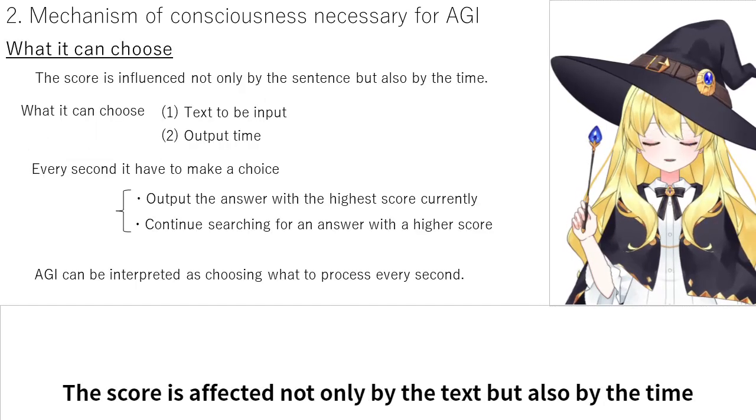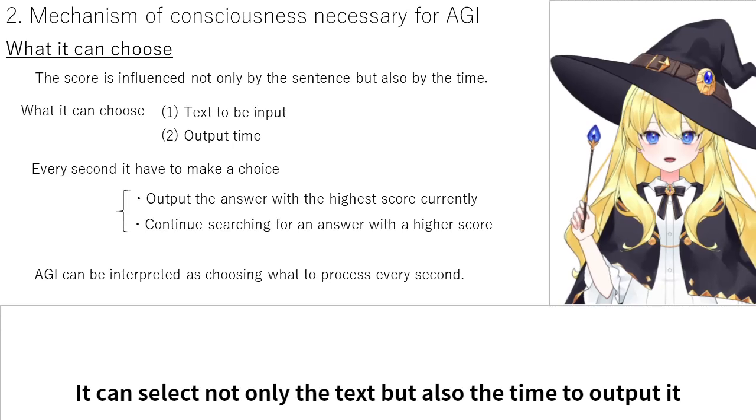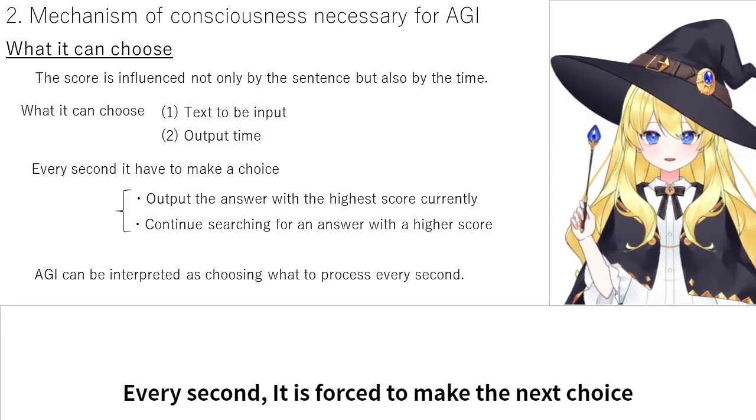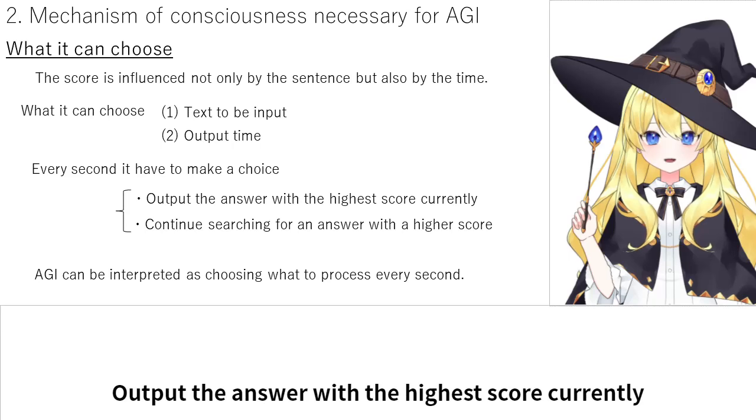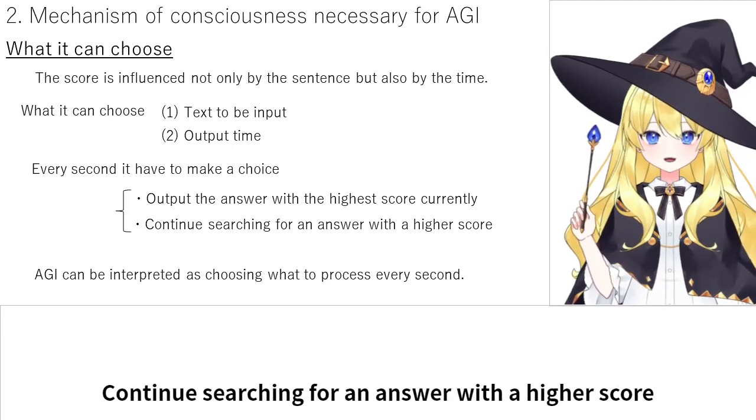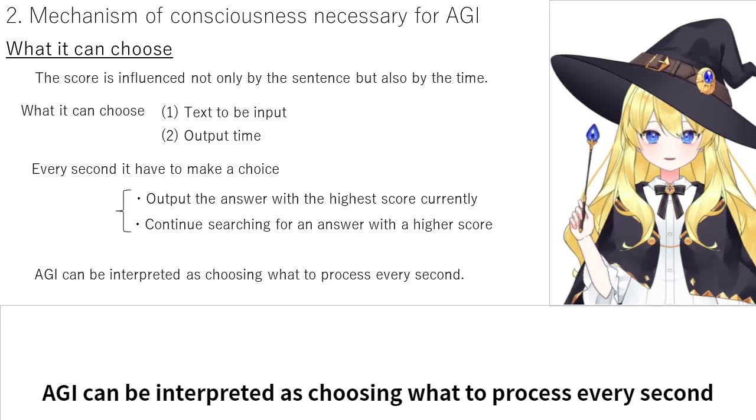The score is affected not only by the text but also by the time. It can select not only the text but also the time to output it. Every second, it is forced to make the next choice. Output the answer with the highest score currently. Continue searching for an answer with a higher score. AGI can be interpreted as choosing what to process every second.